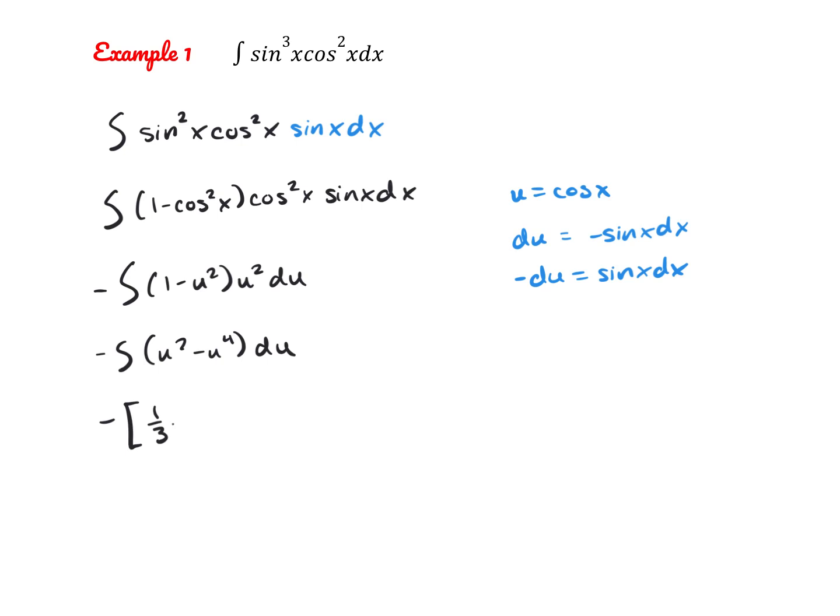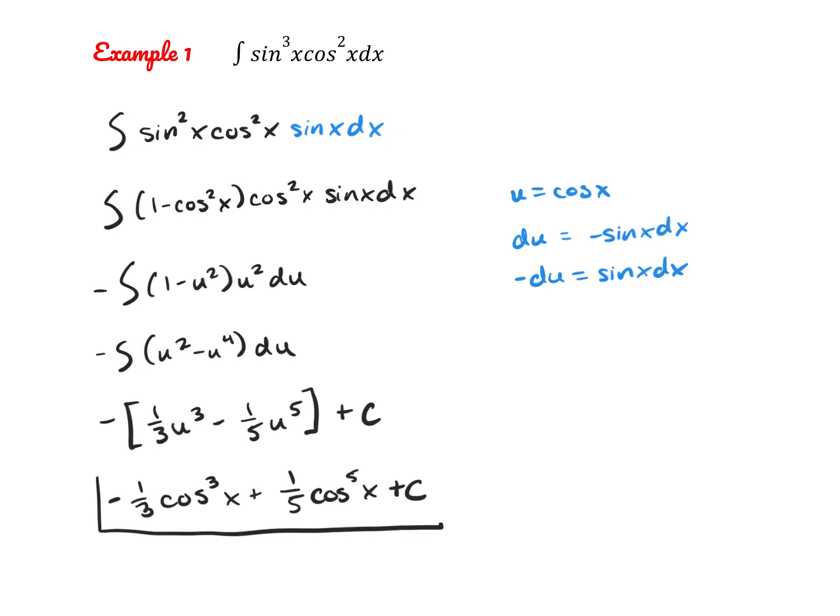And then from here, we can distribute, and then we have something that's pretty easy for us to finish integrating. So we have 1/3 u cubed minus 1/5 u to the 5th. And then that will be plus c. And then all we need to do from there is substitute back in for u. So we have negative 1/3 cosine cubed of x plus 1/5 cosine to the 5th of x, and then plus c.